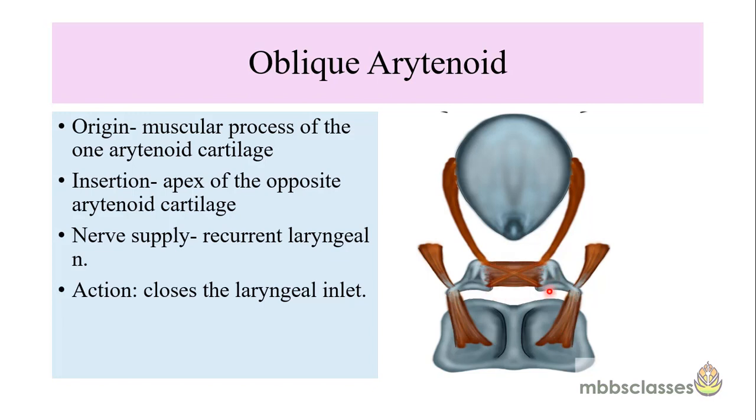This muscle is supplied by the recurrent laryngeal nerve and its action brings closure of the laryngeal inlet. So when this muscle contracts, it brings the arytenoid cartilages closer to each other, and because of that it closes the laryngeal inlet.